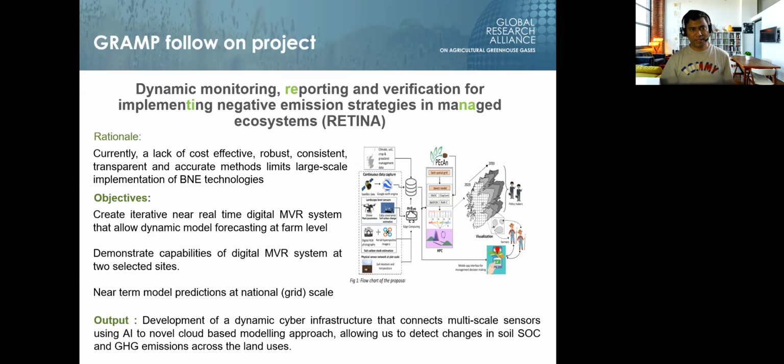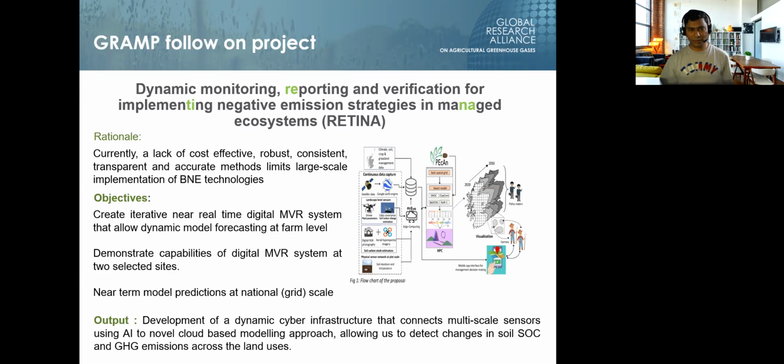I'm very glad to say that we got a new round of funding. It's not necessarily for GRAMP, but it's taking GRAMP to the next level. We have been thinking for a while about how to connect these models to the data. We had several discussions with several partners within this Cropland research group about how we can connect the data to the models and run them more or less in real time. So keeping that in mind, we have now been funded by NERC.